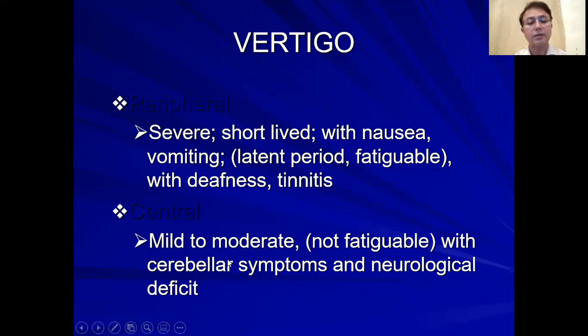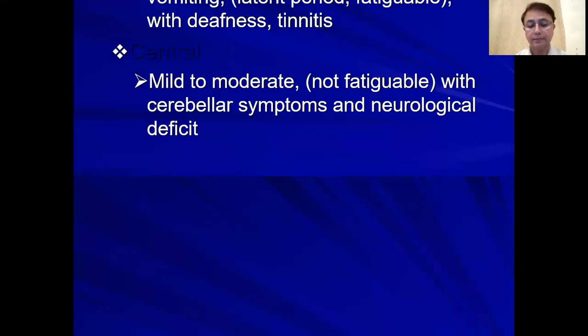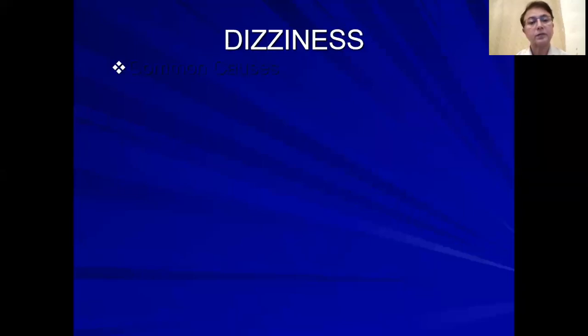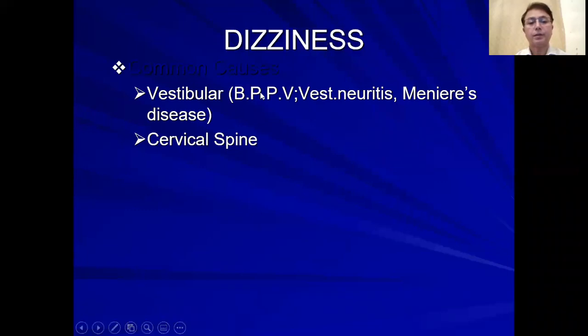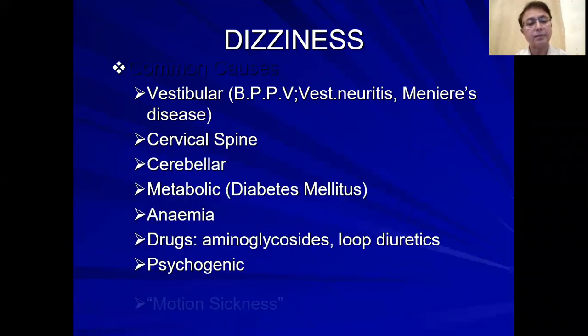This could be a cerebellar issue. The whole brain on one side can be affected. Trauma in the brain can be a big cause. Common causes are vestibular. Most common is benign paroxysmal positional vertigo. Second is vestibular neuronitis, and third certainly is Meniere's disease. Others are cervical spine, cerebellar causes, diabetes mellitus, anemia. It's very, very common in our part of the world.